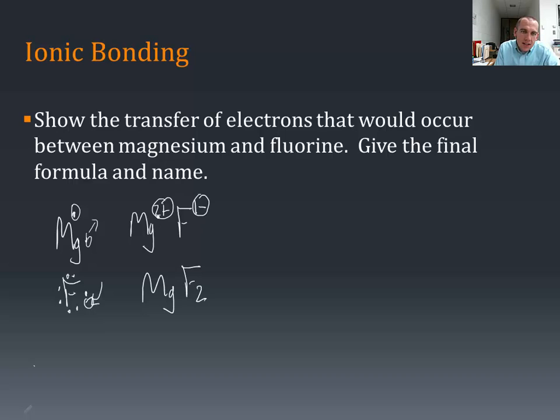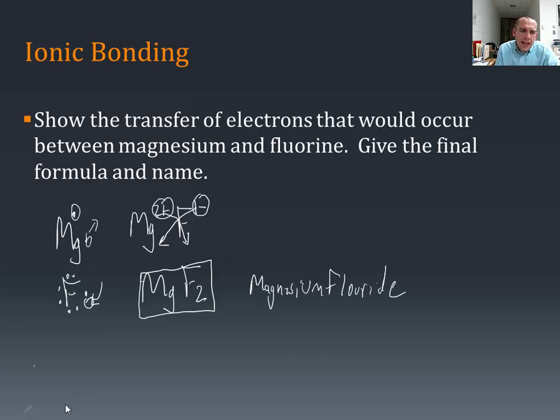You'll notice it's almost like this little charge came down here and this little charge came down here. They swapped. So I've got 2 fluorines for every magnesium. That works for ionic compounds. Magnesium fluoride.